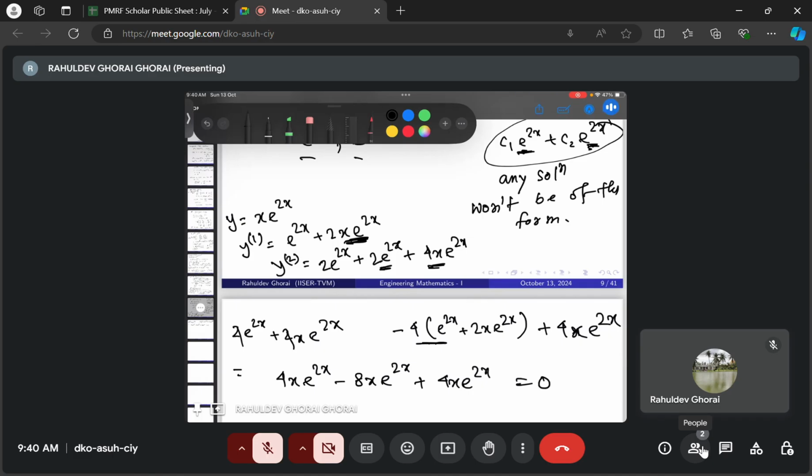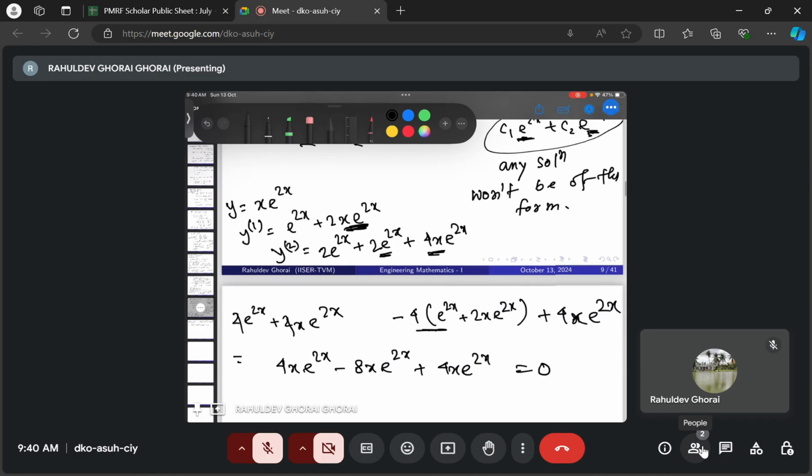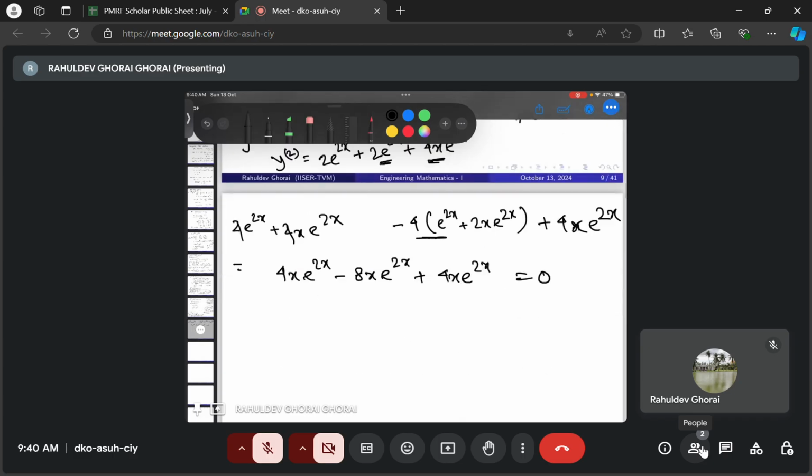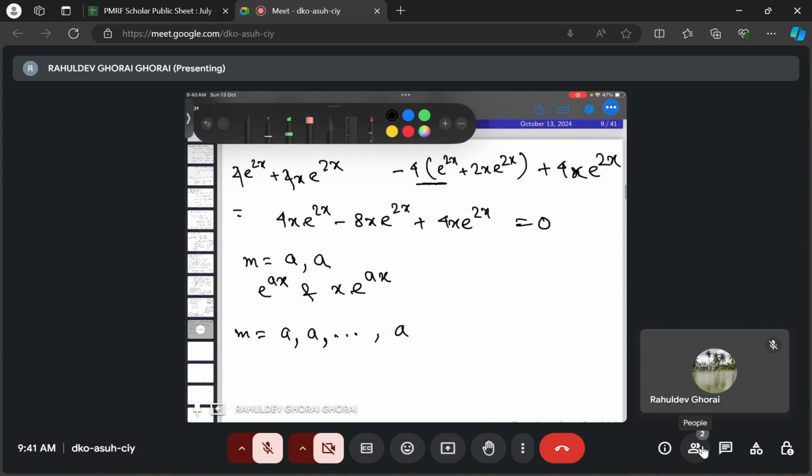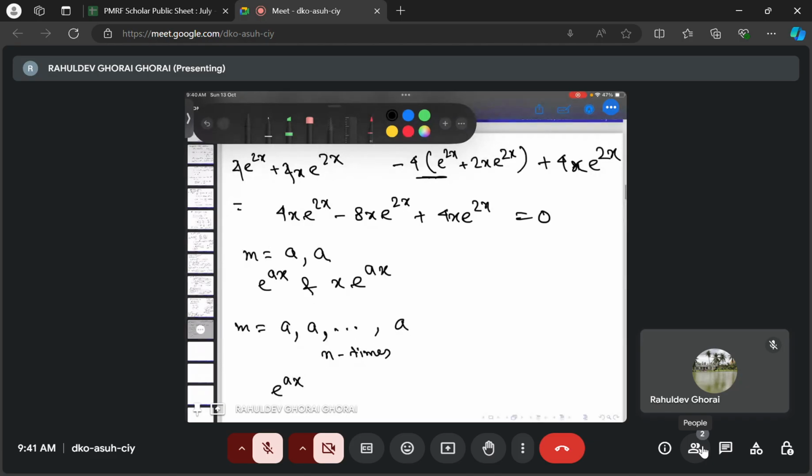So you can show that when it's a repeated root, if m equals a, then e to the power ax and x e to the power ax are solutions and they are linearly independent. Also, you can show that if m is equal to a repeated n times, then e to the power ax, x e to the power ax, up to x to the power n minus 1 times e to the power ax will be solutions.